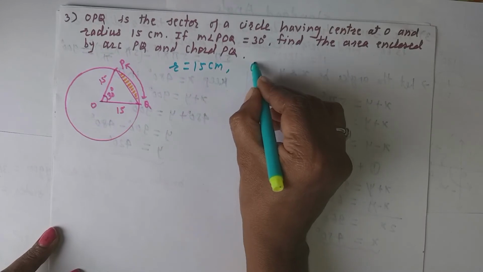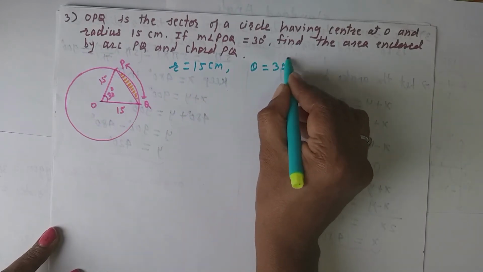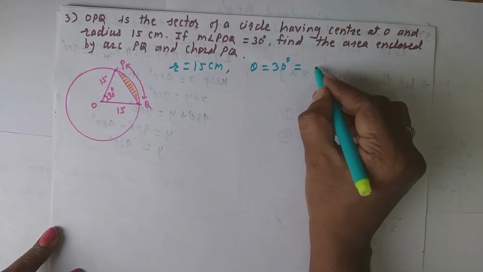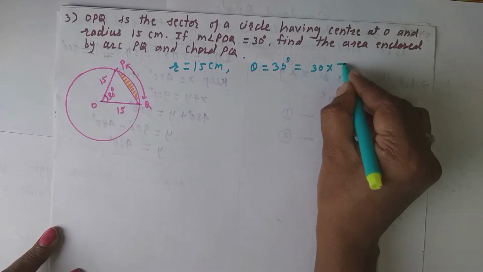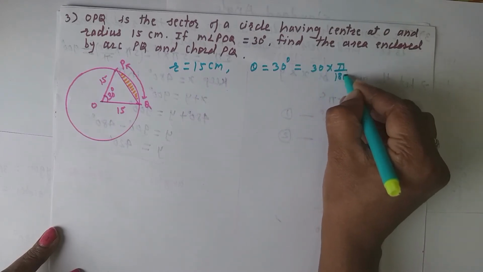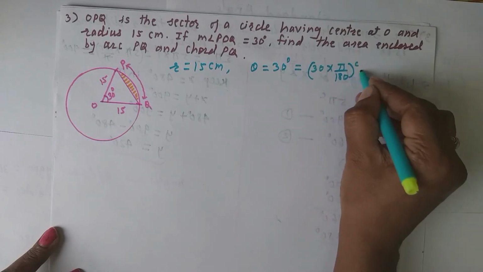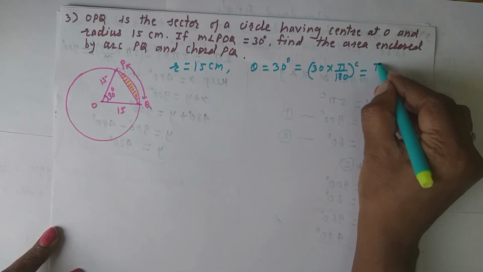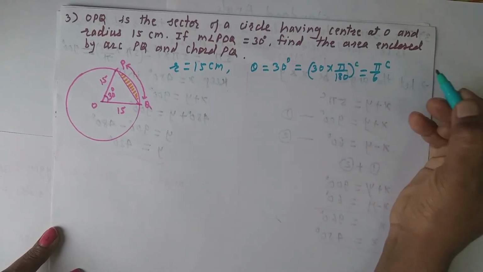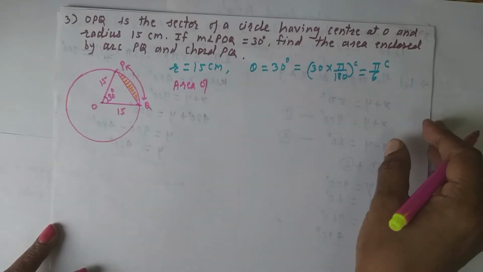Here theta is 30 degree. Again, the angle is given in degree, so you convert this angle into radians. Therefore, you multiply this by pi by 180, and this is nothing but pi by 6 radians. Okay. First I will find the area of the sector.